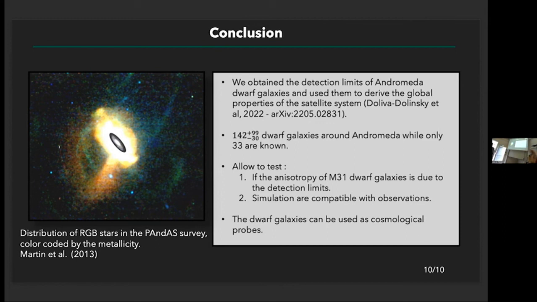I have a question. Why is the uncertainty so large? 99 plus 99 minus 30? That's a great question. In fact, we fit lots of parameters, and each one is kind of correlated. So I think if you move a little bit, just a little bit, for example, the slope of the luminosity function, the total number of dwarf galaxies will change at the end in our model.